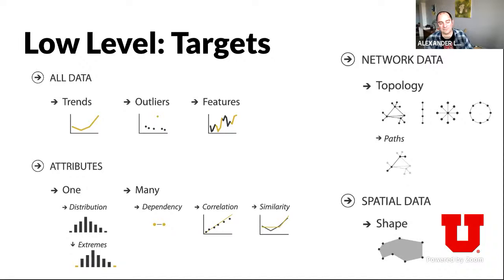And for attributes, you distinguish between one and many. And so you might want to look at the distribution for one, or at extremes. And if you have many, you want to look at dependencies between multiple items, correlations between items, or similarities between items.